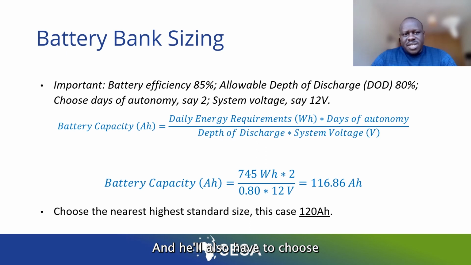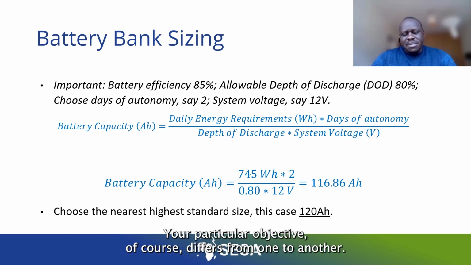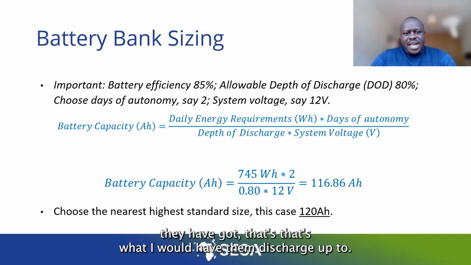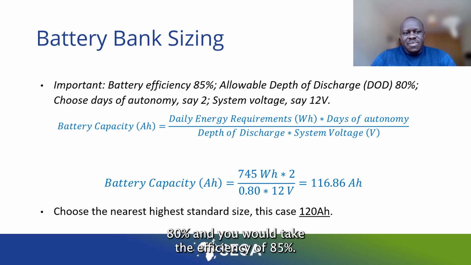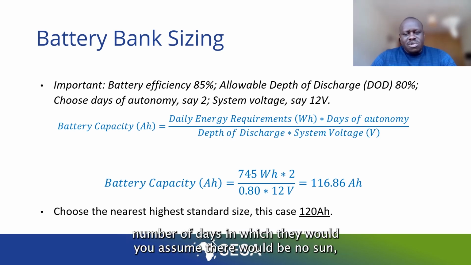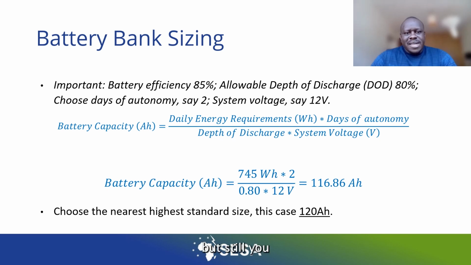And you also have to choose what is the size of the battery. You need to keep in mind the battery efficiency and how much discharge you are allowed to do in a particular battery. Of course, it differs from one to another, but most of the current batteries have the so-called allowable depth of discharge up to 80%, and you take the efficiency of 85%. And you have to also remember the so-called days of autonomy, which is the number of days in which you assume there will be no sun, but still you also want to get energy out of your system.